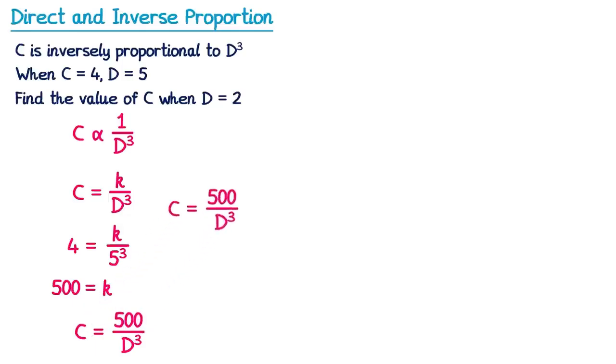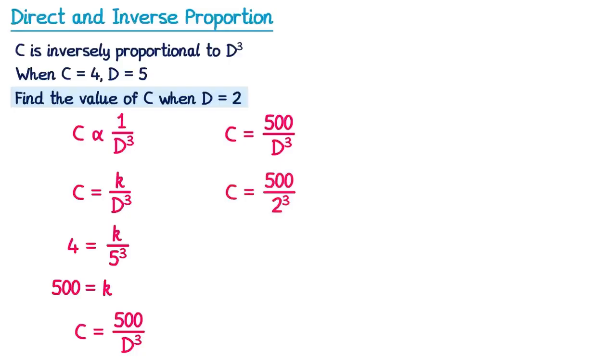Now let's take the equation, and we've been asked to find the value of c when d is 2. So let's replace the d with 2, so c is equal to 500 over 2 cubed. 2 cubed is equal to 8, so we've got c equals 500 over 8, and if you do 500 divided by 8, you get 62.5.